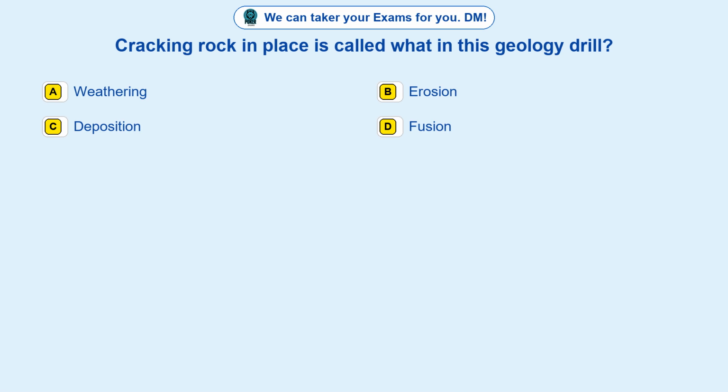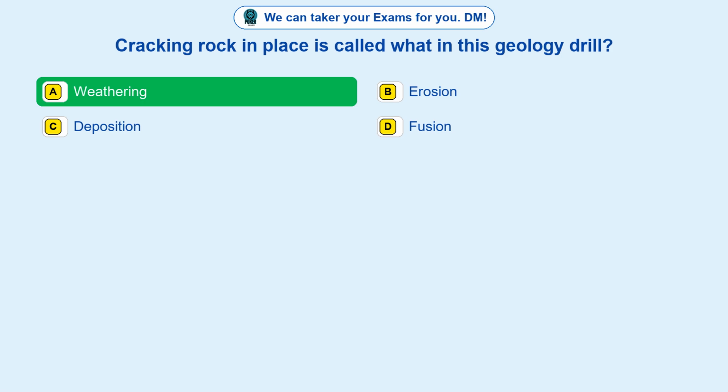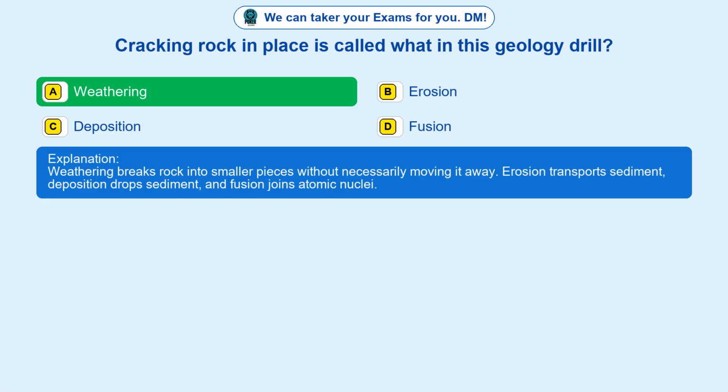Question 81. Cracking rock in place is called what in this geology drill? Option A, weathering. Option B, erosion. Option C, deposition. Option D, fusion. The correct answer is option A, weathering. Weathering breaks rock into smaller pieces without necessarily moving it away. Erosion transports sediment, deposition drops sediment, and fusion joins atomic nuclei.